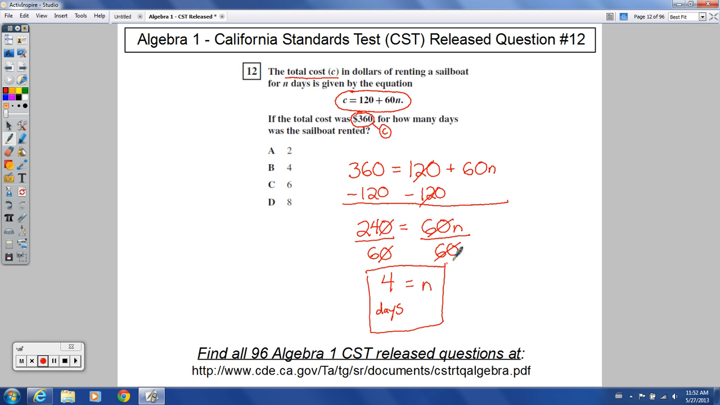Always a good idea to give things units, even though they didn't do that here. But it's a good thing to do, get in the habit of giving units for your word problem answers. But number 12 is choice B.